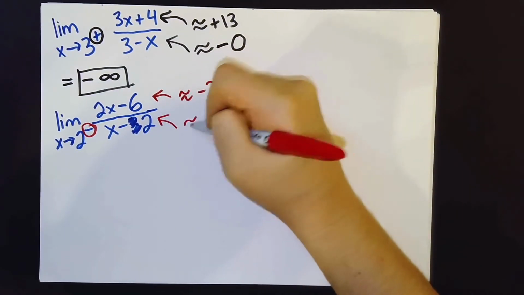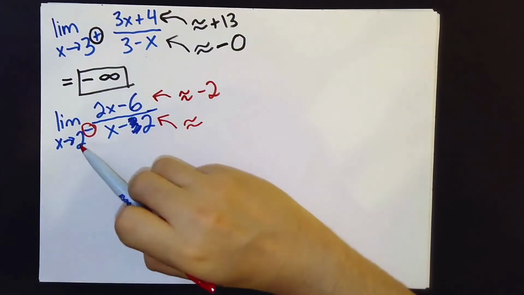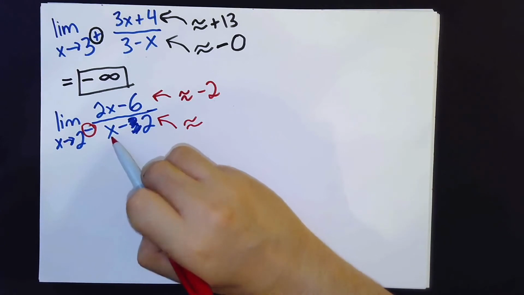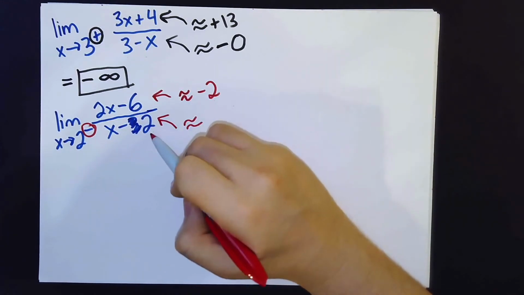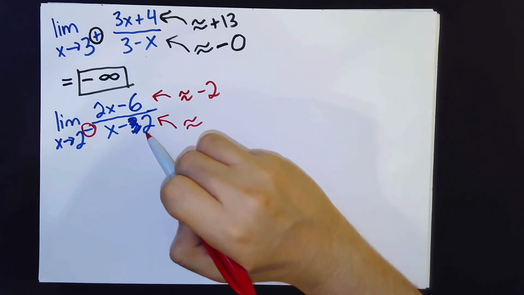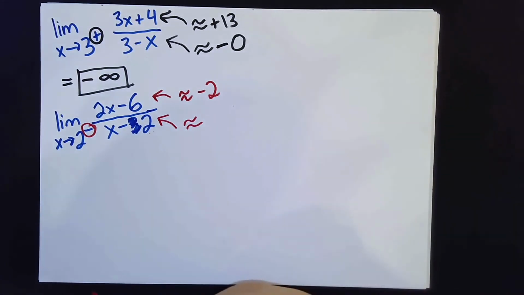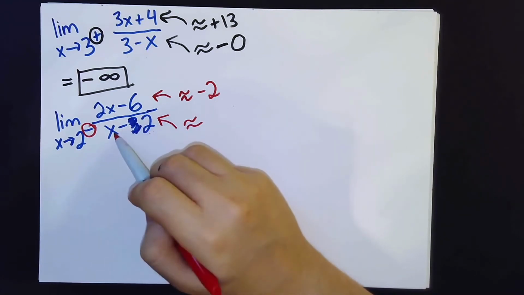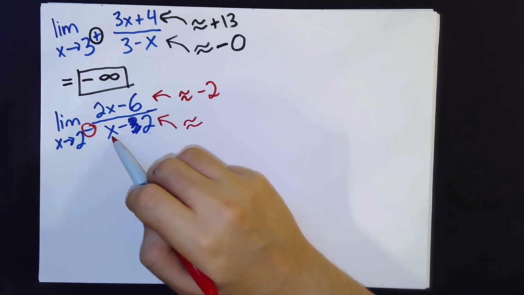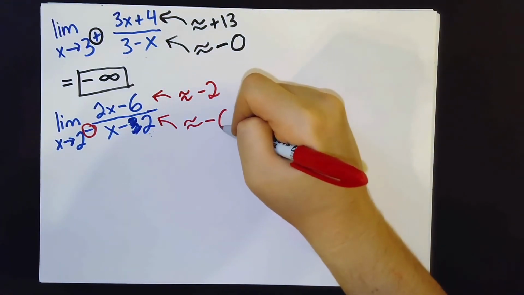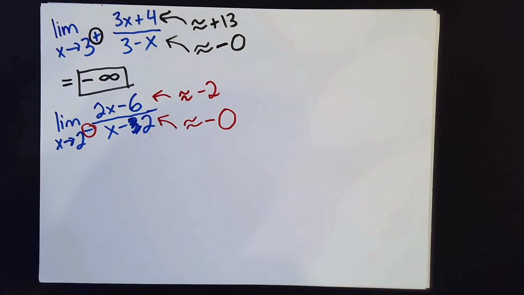Whereas for this denominator here, now I'm looking at a number that's a little less than 2. And so if I have a number that's a little less than 2, and I subtract 2 from it, what's going to happen? I'm going to have a negative number, right? It's going to be a really tiny negative number, but it's still going to be negative because I subtracted more than I had, because I started with a little less than 2 and then subtracted 2. And so that's why I'm going to write a negative 0 here.